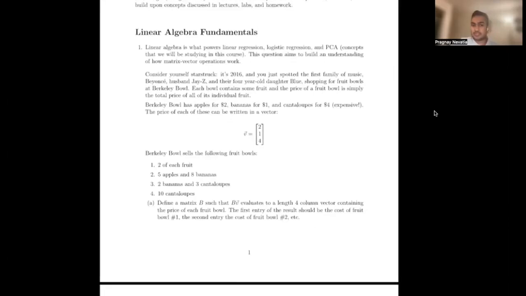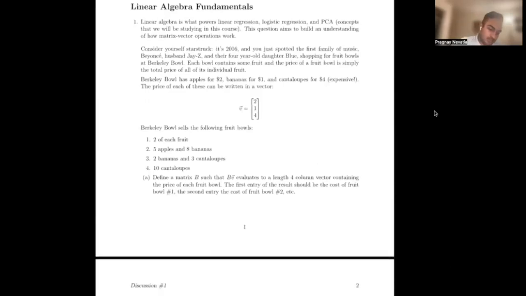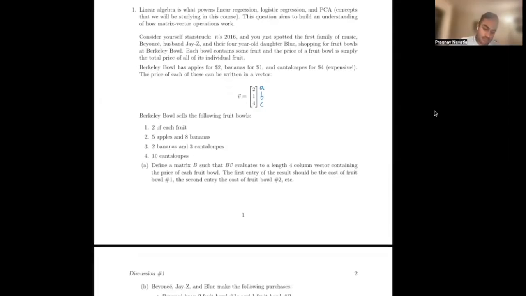And here we see Beyonce, Jay-Z, and the Royal Blue shopping for fruit bowls at Berkeley Bowl. As part of the information that we're given, we know the price of each of the fruits that are available. So 2 for apples, 1 for bananas, and 4 for cantaloupes. And I've labeled them for simplicity. Now each bowl is a different combination of each of the different fruits.